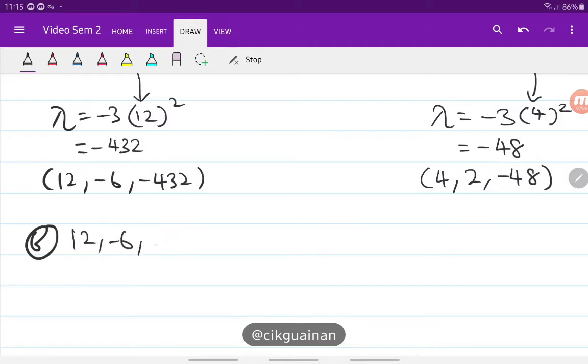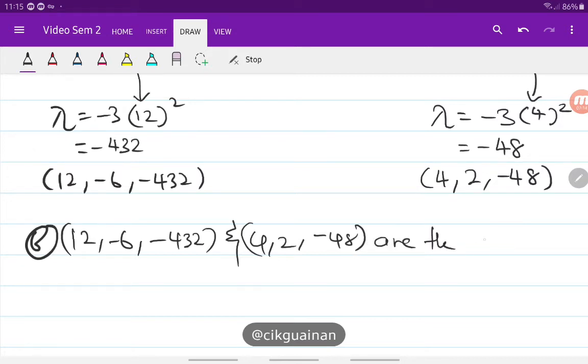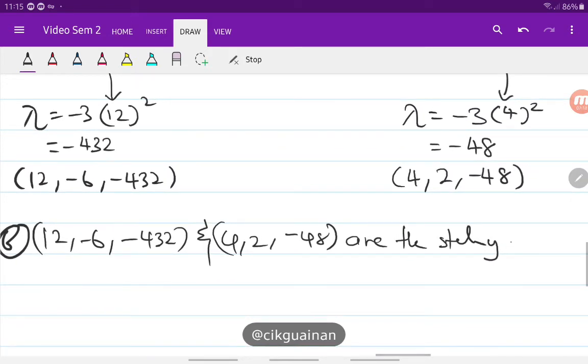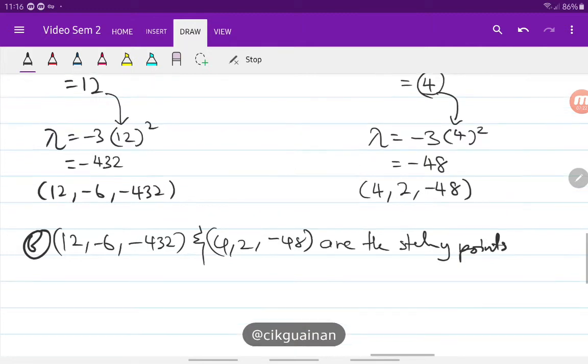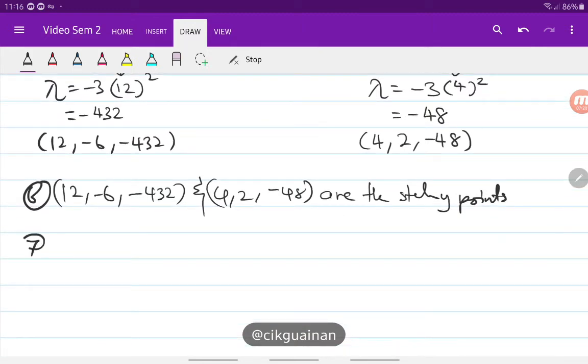12, minus 6, minus 4, 3, 2, and 4, 2, minus 48 are the stationary points. Okay, now what is the 7th step?